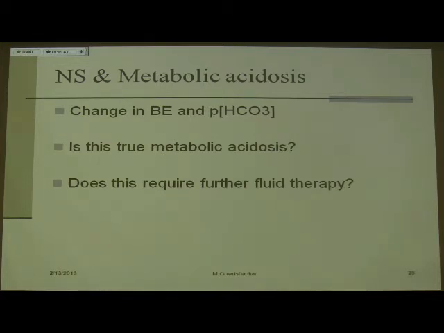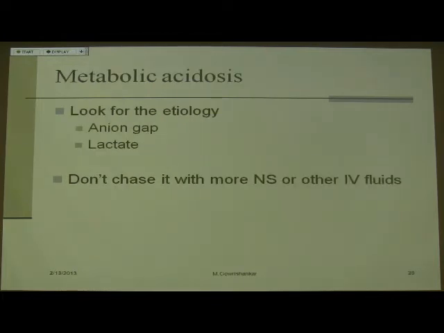And then the next question is, does this require further fluid therapy? So we need to look for the etiology. If you see base excess, or if you see a high chloride level on regular blood work, then you have to look to see, is this hyperchloremic metabolic acidosis? Is there an anion gap? Is the anion gap increasing? If the anion gap is increasing, of course we're worried about ketones and lactate and so on. But if the anion gap is not increasing, what are we worried about? Why are we chasing this?